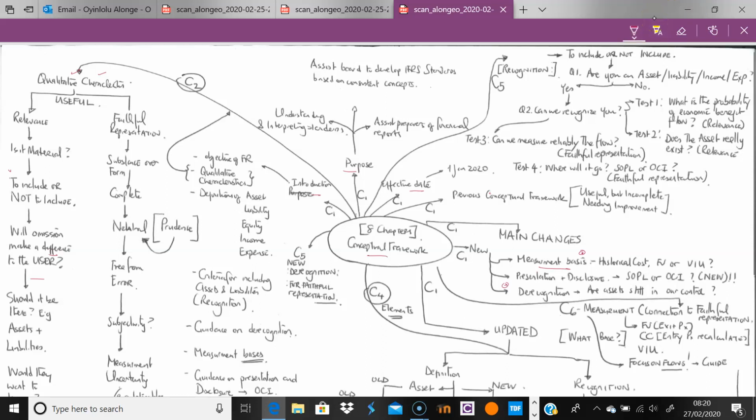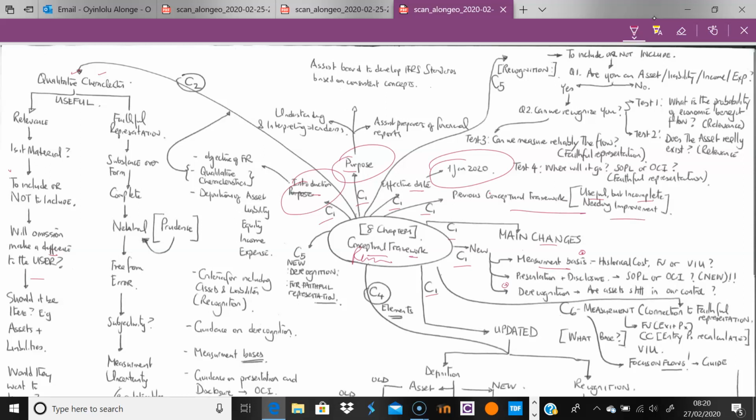Conceptual framework, 8 chapters. Chapter 1 looks at a number of areas. So number 1, of course, it has an introduction. It reminds us of the purpose, if you like, of the framework. Framework are underlying principles in effect. We in effect have just had a revision of that conceptual framework, a revision of those principles. Effective date 1st of Jan 2020. Why? Previous framework, useful but incomplete, needing improvement.